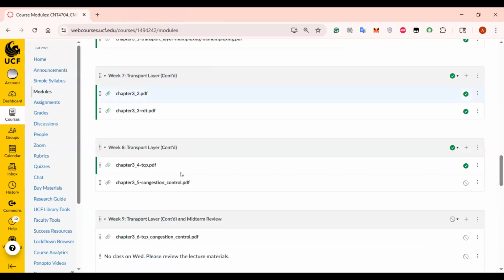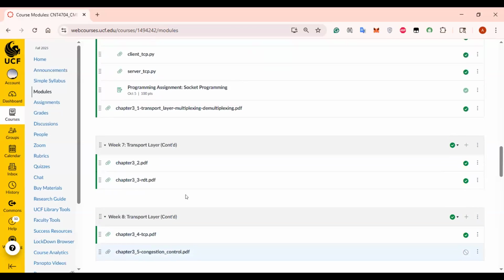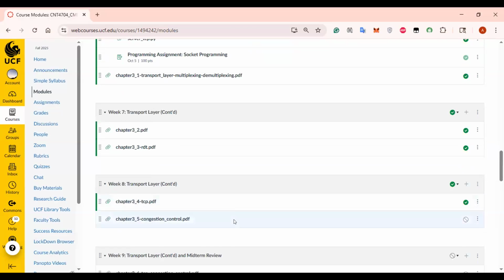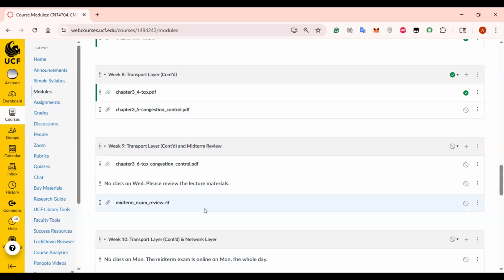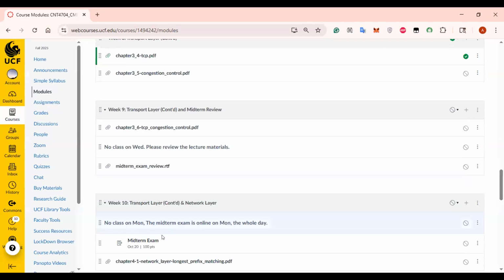I want to speak a little bit about where we are in the class. Currently we're in week 8, and we're going to cover TCP as a protocol itself. Then on Wednesday, we're going to cover congestion control. And then next week, we'll have TCP congestion control. Next Wednesday, there won't be any class; that time will be used for you to review. And then our midterm is looking like it's going to be on the 20th of October.